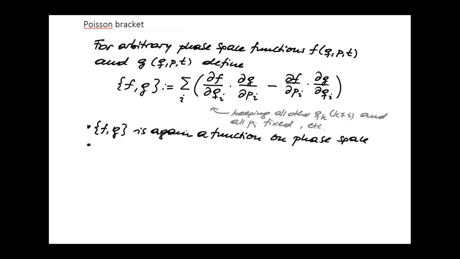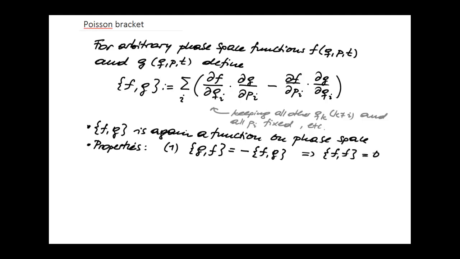And we have a number of interesting properties for the Poisson bracket. Property number one, which should be quite obvious from the definition, is that it is anti-symmetric. So if we interchange f and g, we look at the Poisson bracket of g and f. This is simply minus the Poisson bracket of f and g. Do you see that immediately from the definition? It's anti-symmetric. One consequence of that anti-symmetry is that the Poisson bracket of a function with itself is always 0.